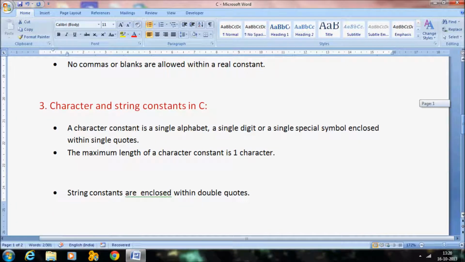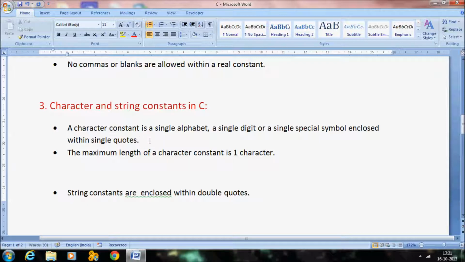And the next constants are character and string constants in C. What do you mean by a character? A character is a single alphabet, single digit, or a single special symbol enclosed within single quotes. Whatever it is, it may be an alphabet, a digit, or any special symbol. If it is enclosed within single quotes, then it is considered a character.